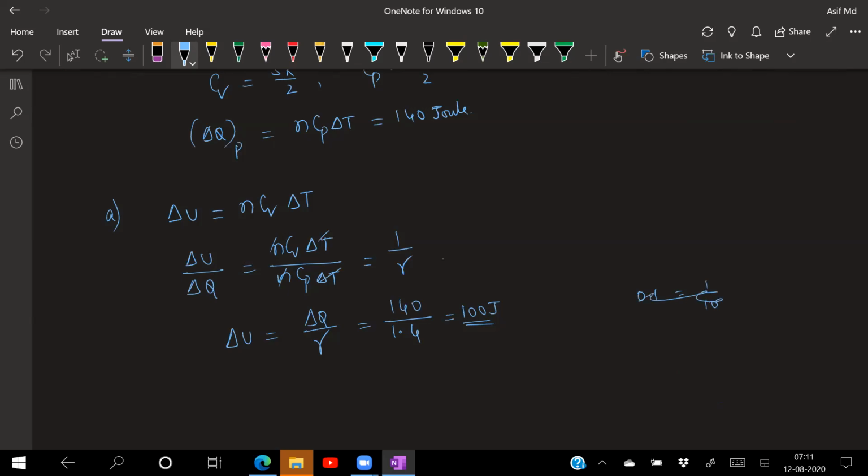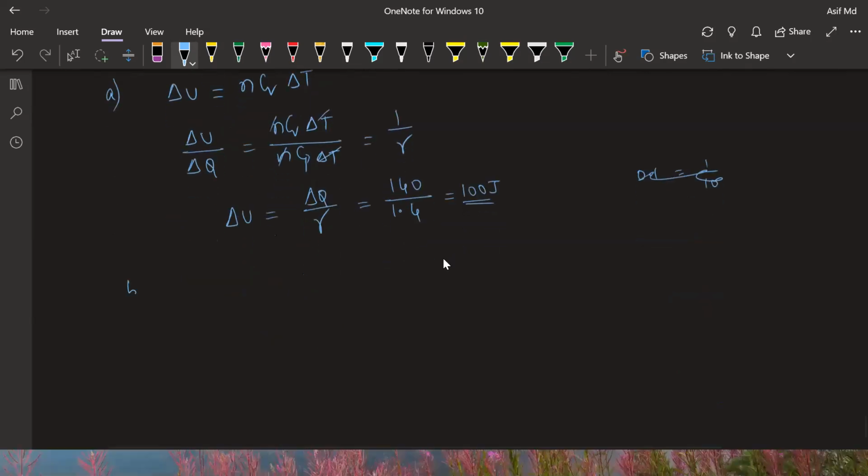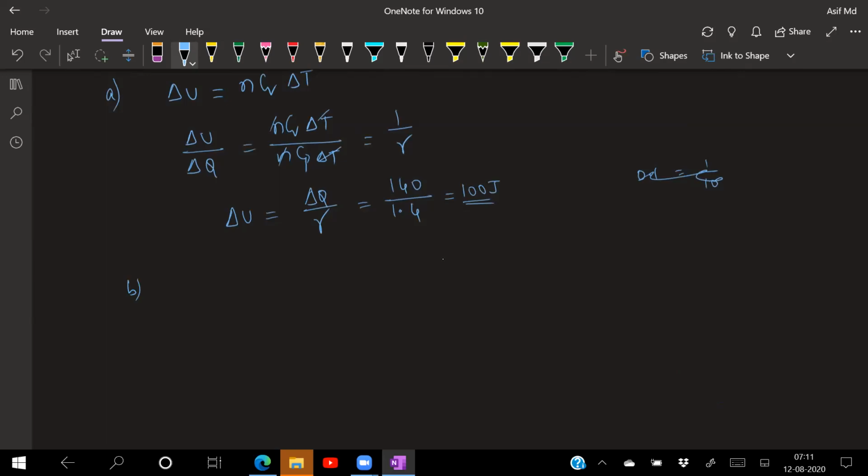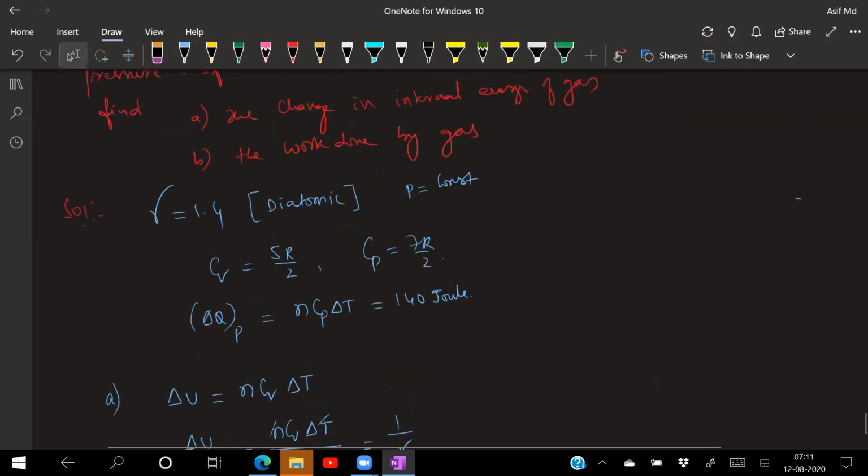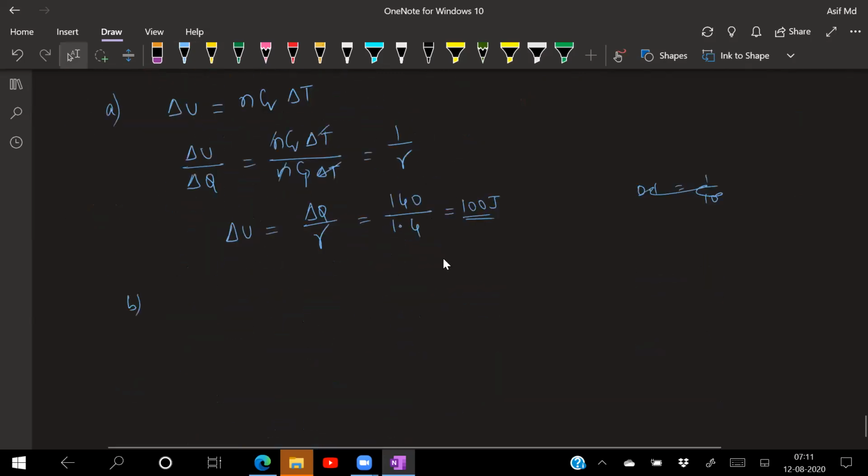Then next question. Number B, see this one. Now you try to do it. Number B: the work done by gas, delta W, we have to find. Directly use the first law of thermodynamics, because you know everything. So delta Q is equal to delta U plus delta W.